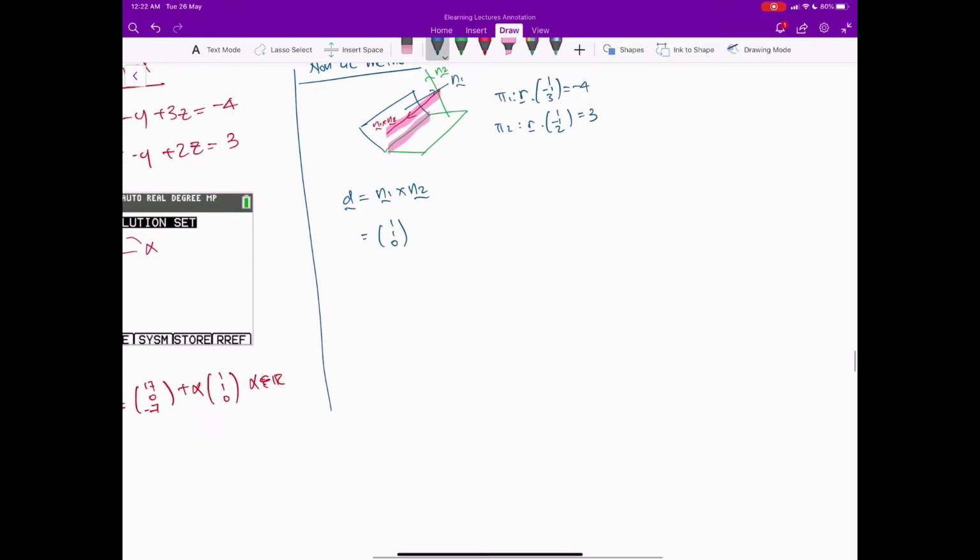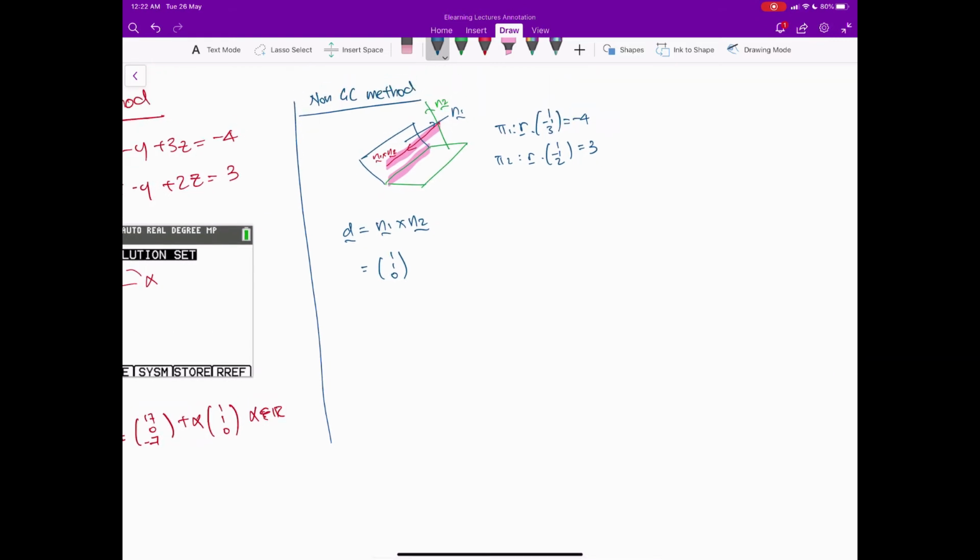Once you get the direction of the line, to form the line of intersection, we need another point that lies on the line of intersection. Just quickly to show you, let's say this is my line of intersection. I will need a point that lies on the line of intersection, and this point will lie on both planes. So I'm going to let A be a point that lies on both plane 1 and plane 2.